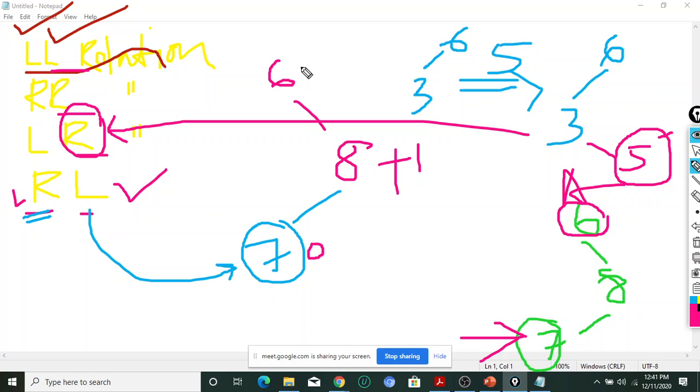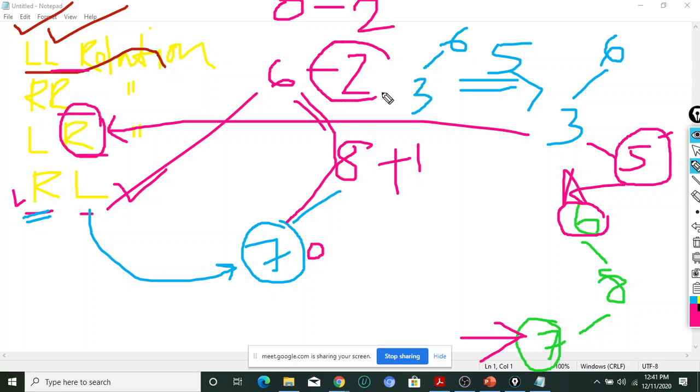So what will be the balance factor of this particular root node 6? The height of the left subtree is 0, nothing is present here, and the height of the right subtree is 2, so 0 minus 2, that is minus 2. So what is the definition of a height balanced tree? Every time the balance factor should be at most plus 1 in magnitude, so here we have to perform some rotation, yes or no? We have to perform some rotation, and how can I do that, we will discuss.